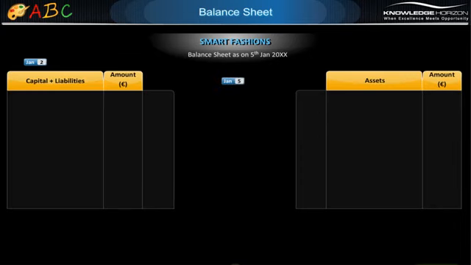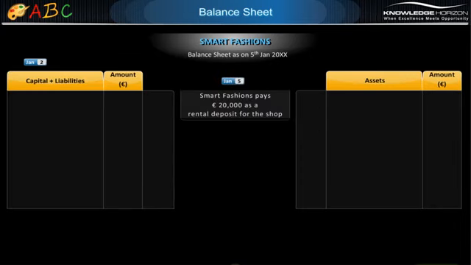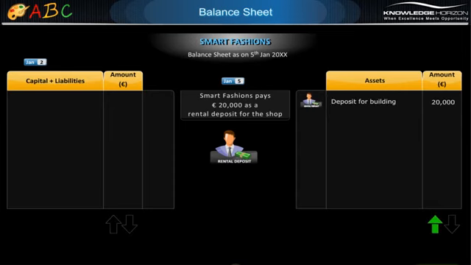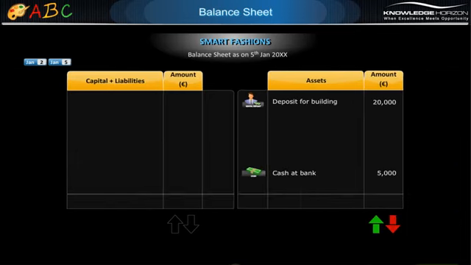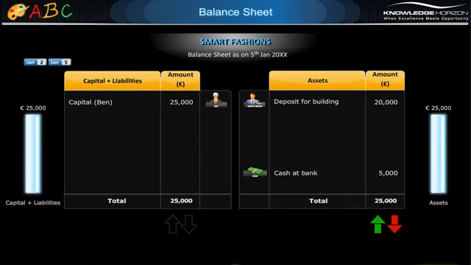On 5th January, Smart Fashions pays €20,000 as a rental deposit for the shop. A new type of asset, rental deposit, appears in the accounts. This increases the total assets. However, the reduction in the bank balance decreases the total assets. Again, both sides of the balance sheet total €25,000.